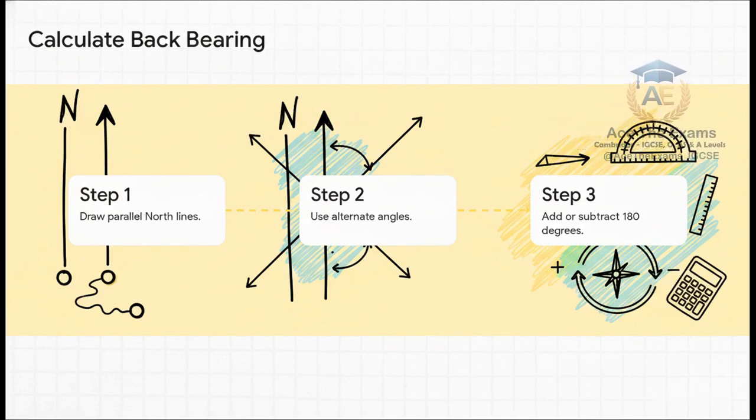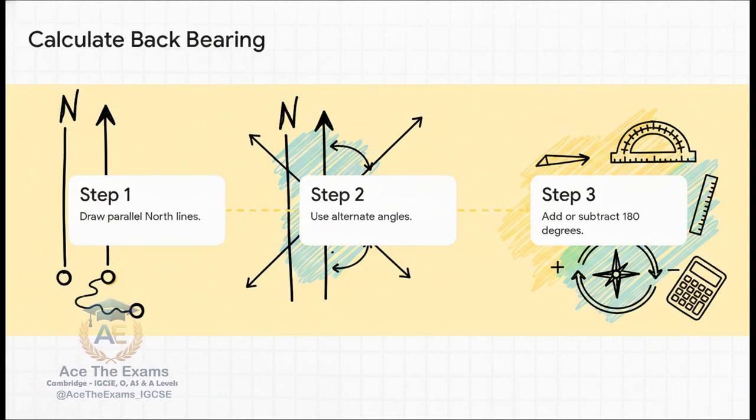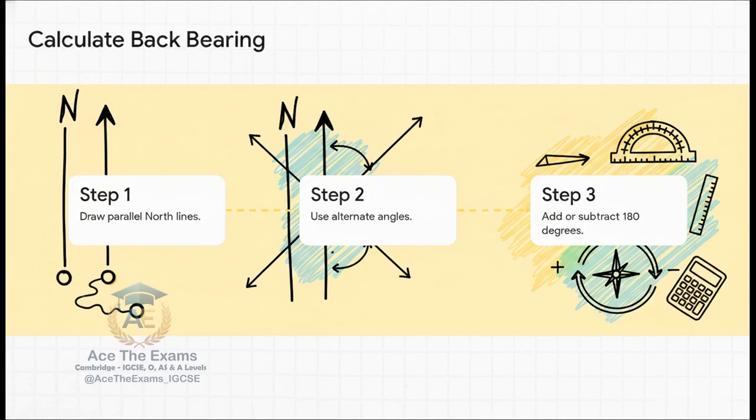Step 1. Draw your parallel north lines. Draw one at your starting point A and draw one at your destination point B. Never try to do this in your head, put it on the paper. Step 2. Spot your alternate angles between those two parallel lines. Remember from your parallel line theorems that alternate interior angles, sometimes called z-angles, are exactly identical. This is the evidence you show the examiner. And step 3, apply the 180-degree rule by simply adding or subtracting.